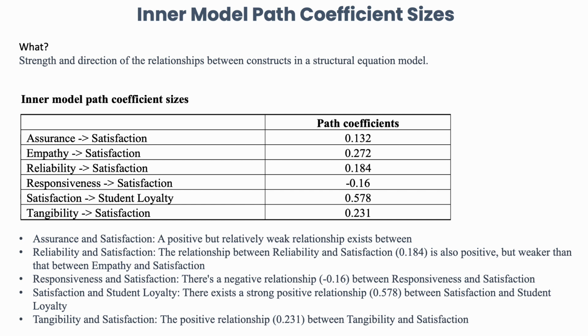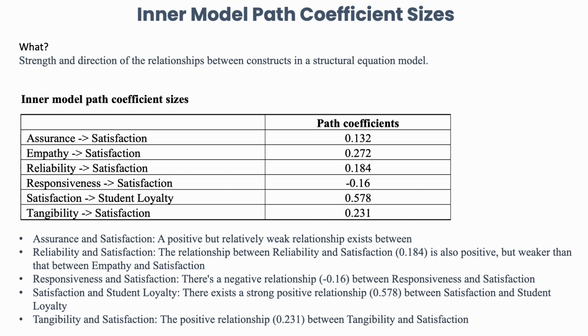The path coefficient between satisfaction and student loyalty is 0.578, indicating quite a strong positive relationship. This implies that a higher satisfaction level leads to greater student loyalty. The path coefficient between tangibility and satisfaction is 0.231. This indicates a positive relationship, suggesting that when a customer perceives higher tangibility in a service, it contributes to a moderate increase in their satisfaction.